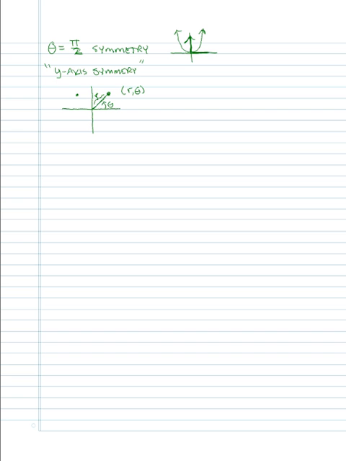So we'd have a point right there. Now, this distance right here would be the same value r. Okay, so that r value would be the same. It's the same distance from the pole. But what is the angle theta? Well, the angle for this point is pi minus theta.